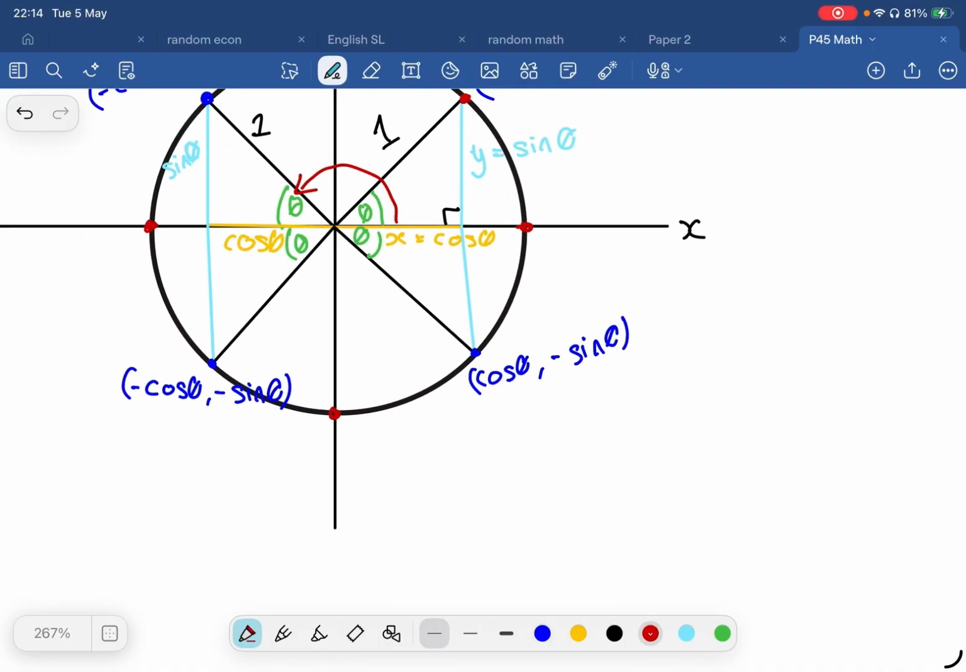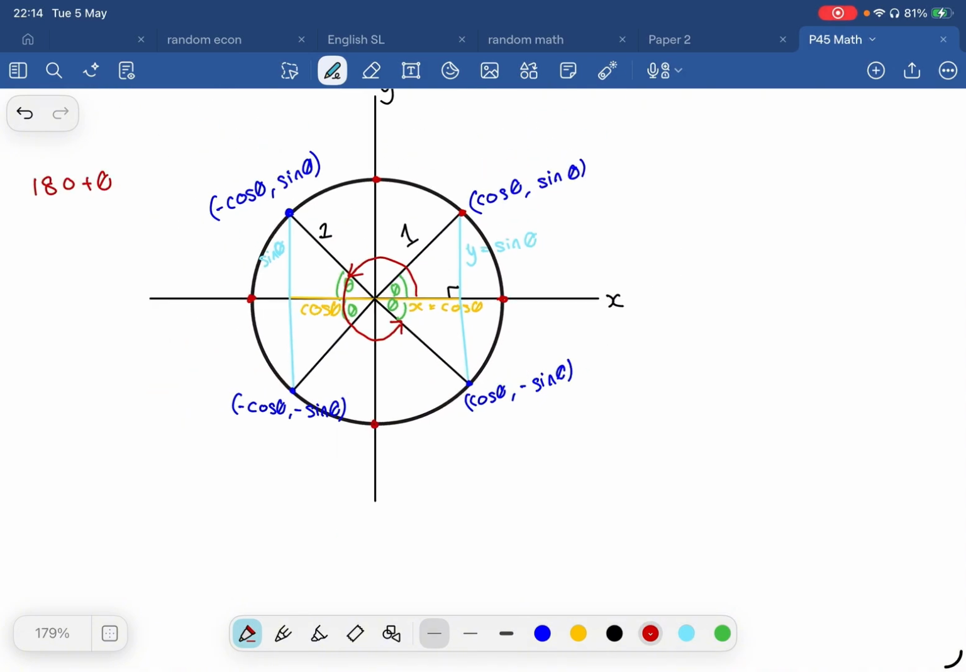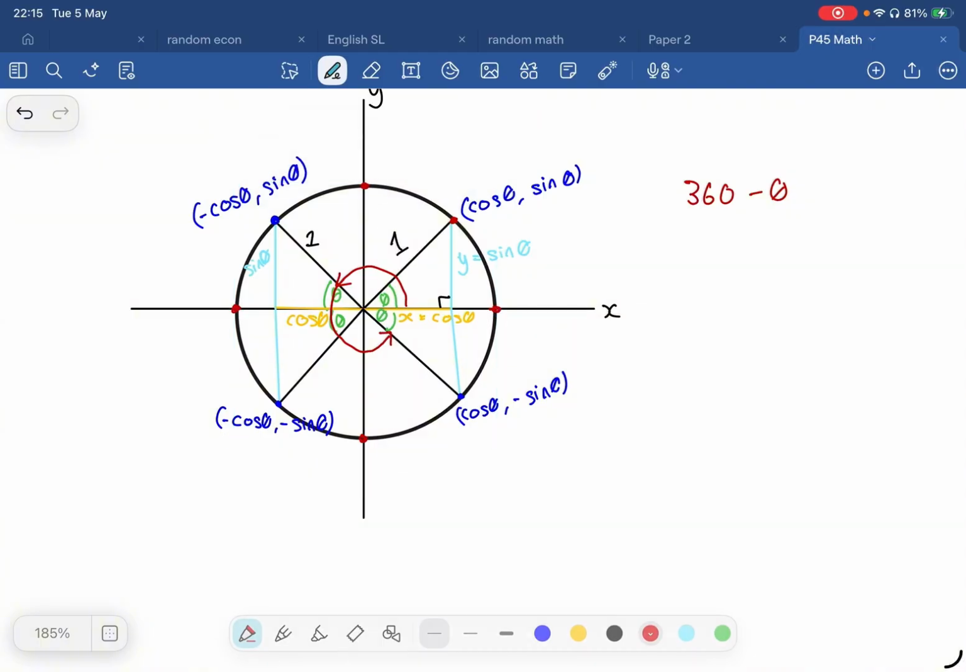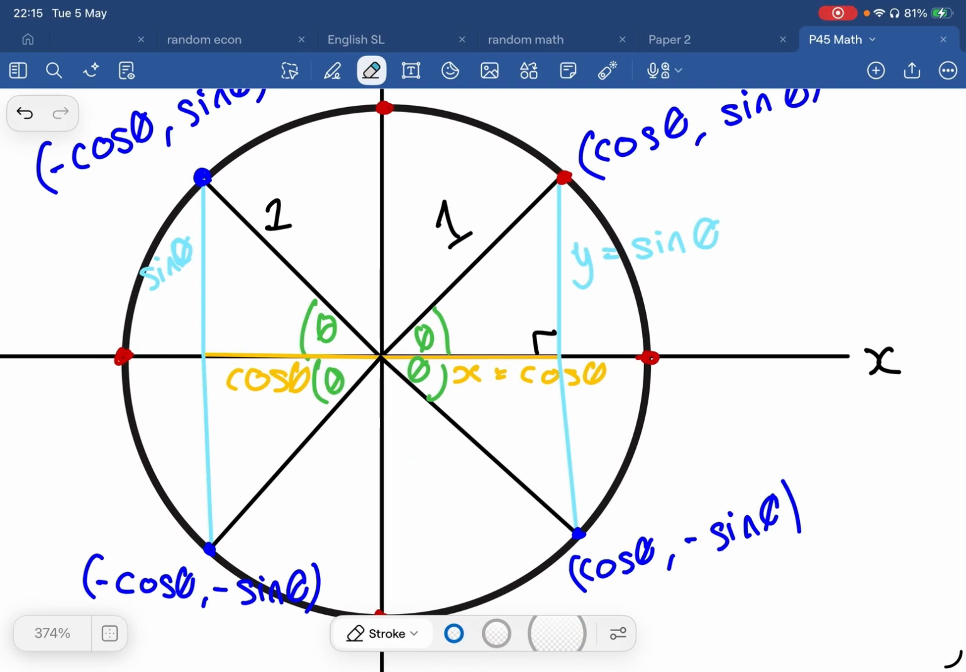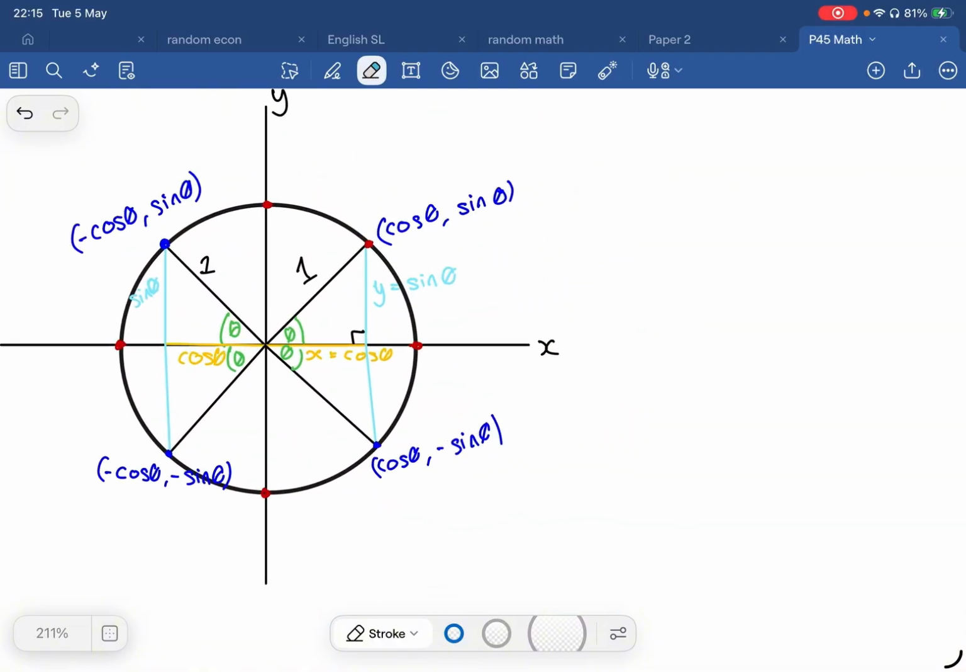And if you extended this red angle all the way here, hopefully you understand that that would be 360 minus theta. And the reason for that is, well, remember, angles in the whole circle, like this angle here, would be 360. So if I took that whole circle, but I minused this part here, which would give us this red angle here, I'll get 360 minus theta. Okay. So what can we do with these values? Well, we can find a few rules.